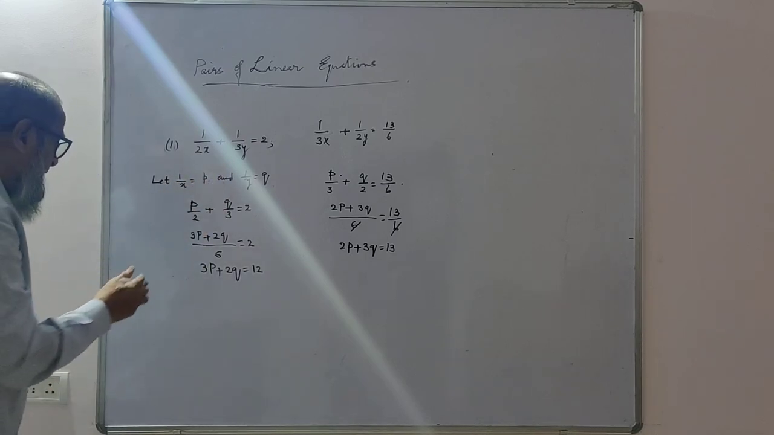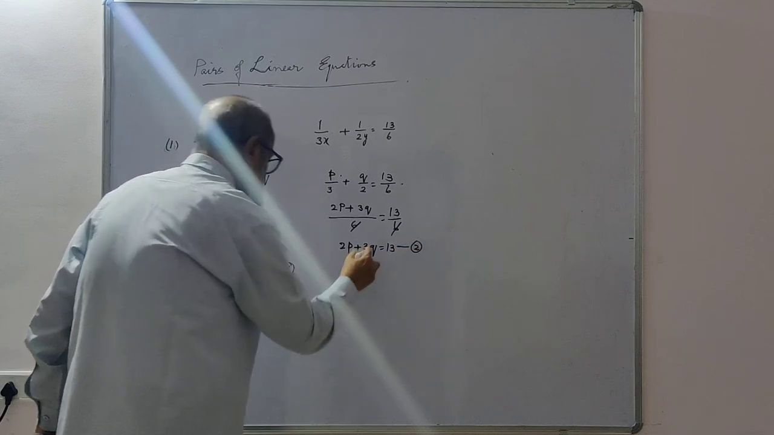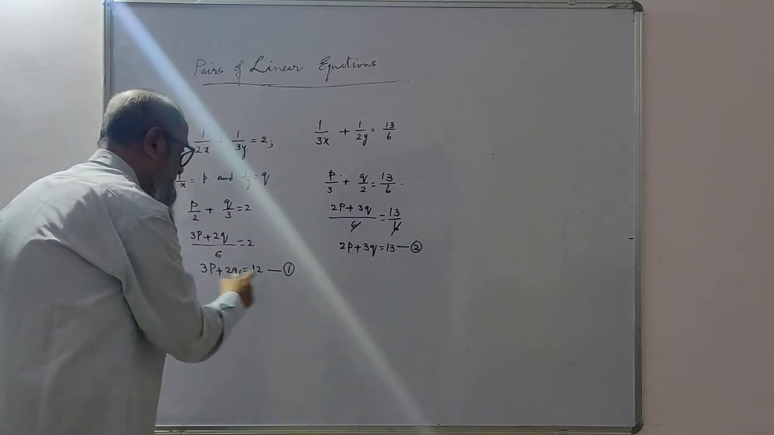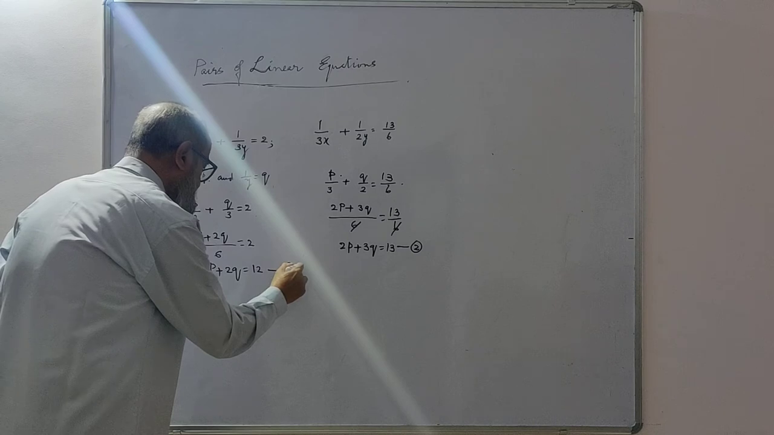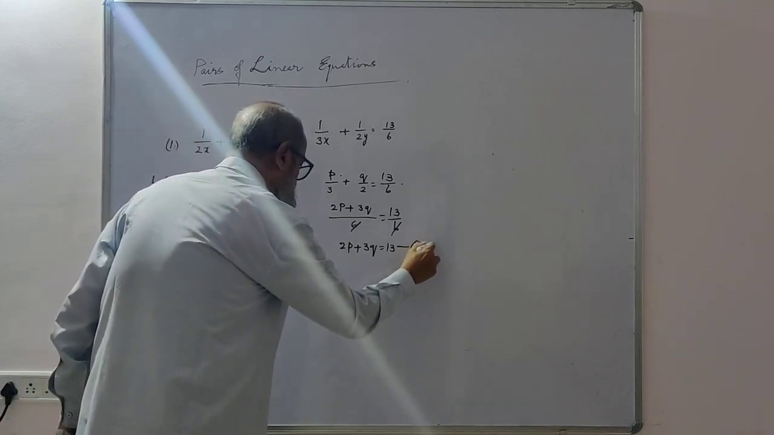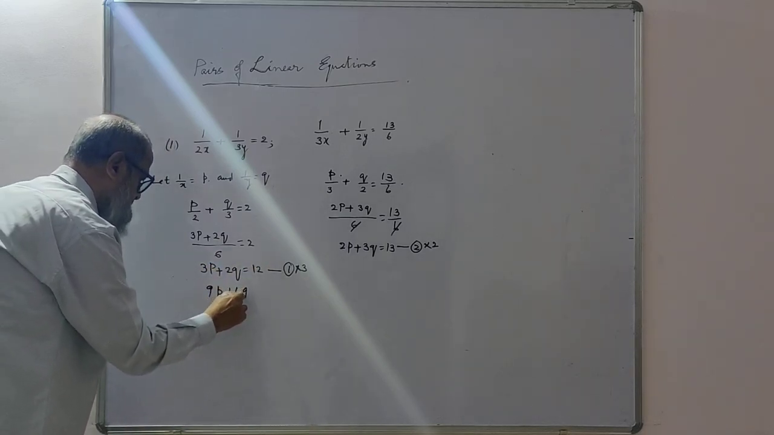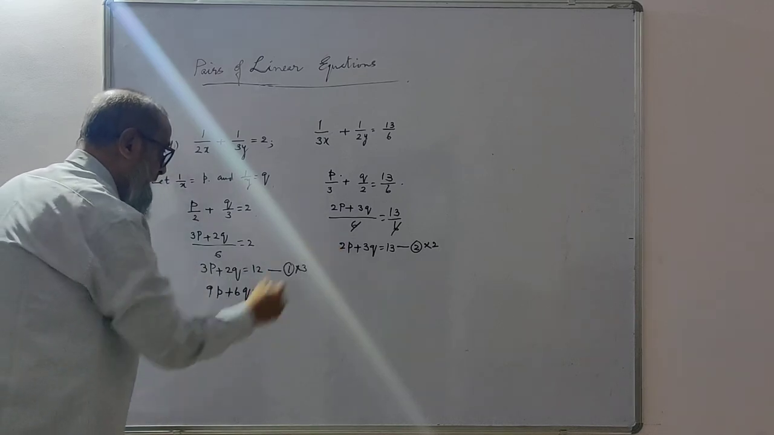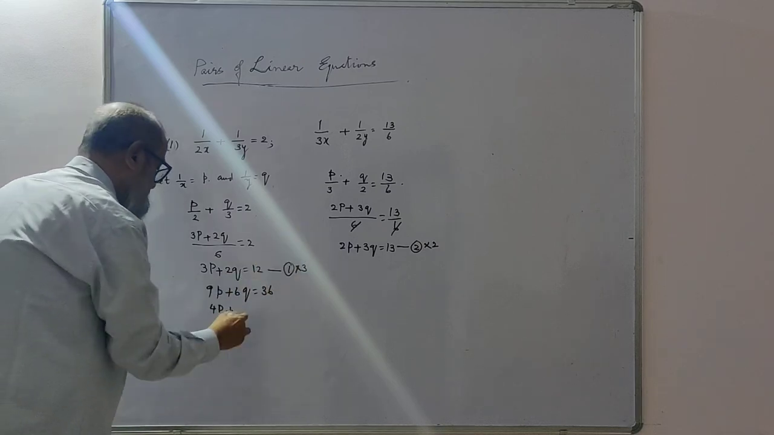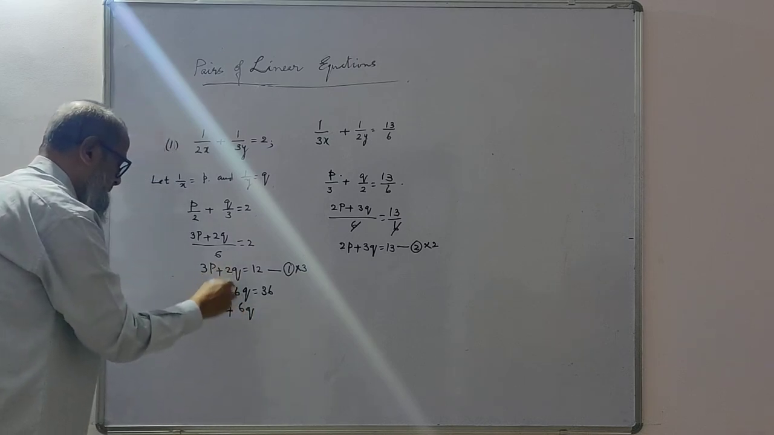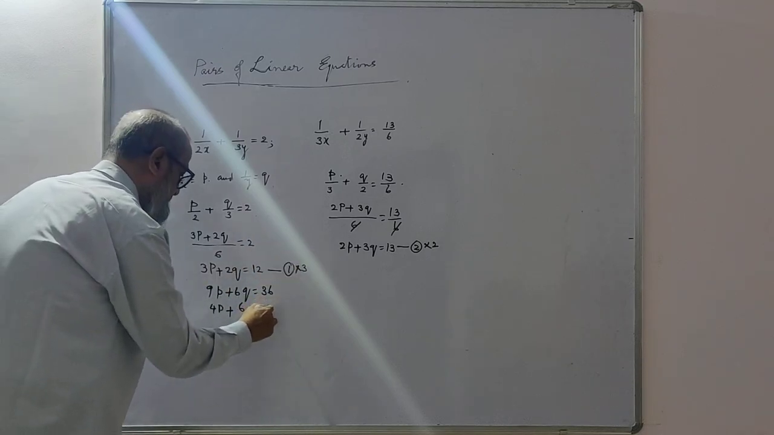Now, this is equation 1, this is equation 2. The coefficient of q here is 3, and here it is 2. So I will multiply this equation by 3 and this equation by 2. Now see what will happen. 3 into 3p, 9p, plus 6q is equal to 36 here. There, 4p plus 2 into 3, 6q, is equal to 2 into 13, that is 26. I have equated the coefficients of q as 6 in both.